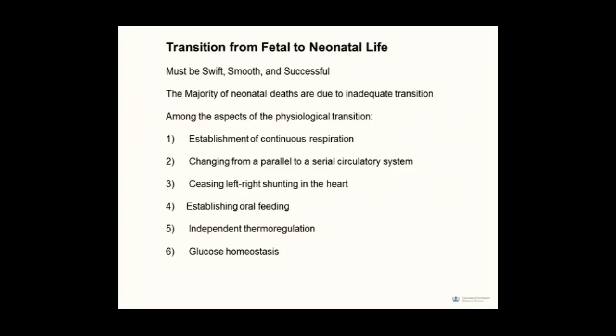And in order for independent thermoregulation to be successful, this baby has to do several things. It has to continue respiration. It's got to have a mature circulation. Right? The circulatory system has to mature. And it also has to maintain its blood glucose and establish oral feeding. Okay, for continuous successful thermoregulation.